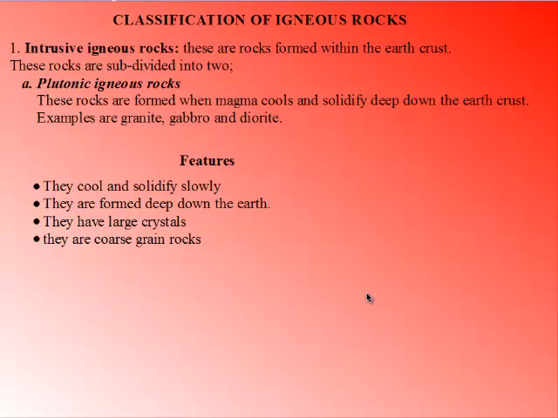Let's look at some features. Plutonic igneous rocks cool and solidify slowly. Secondly, they are formed deep down the earth. Moreover, they have large crystals because it takes a very long time for them to cool and solidify. The crystals are able to gather, forming large crystals. So with these crystals, you can see with your naked eye without any help from a microscope.